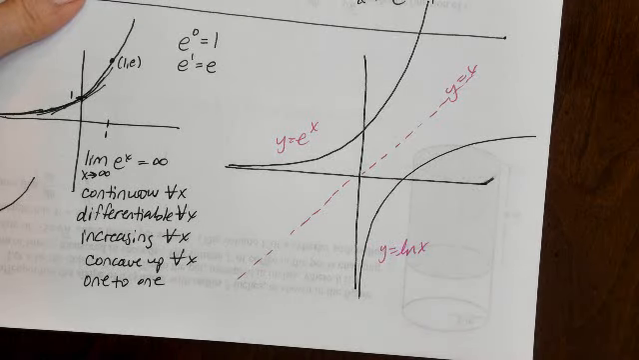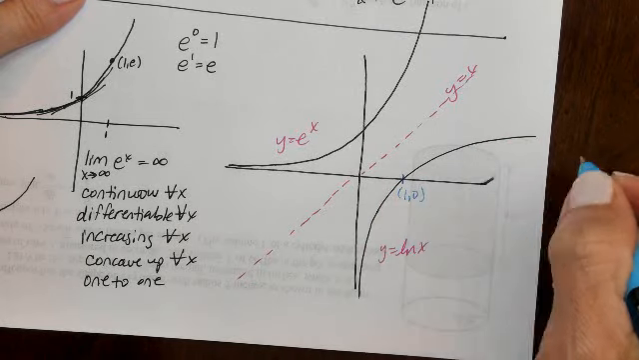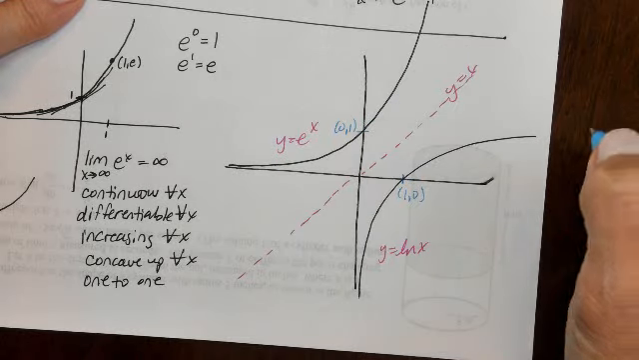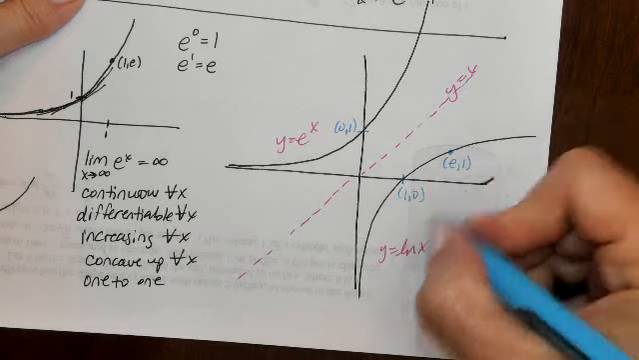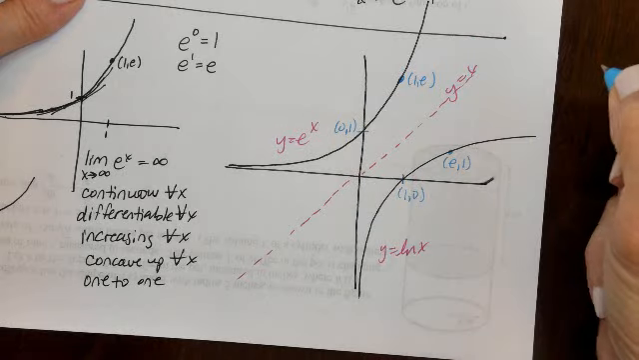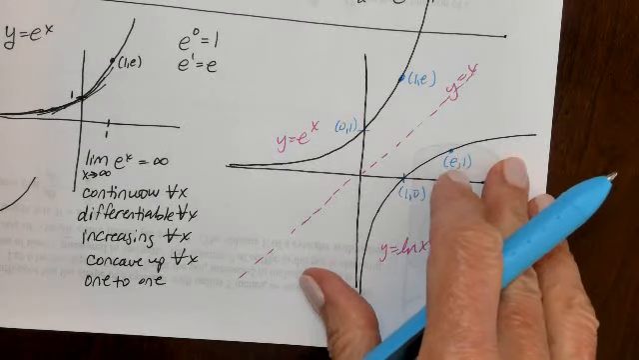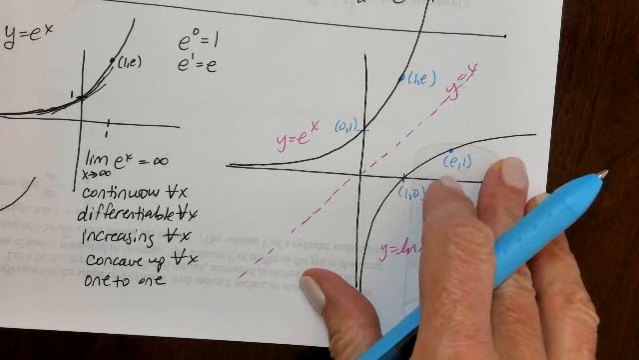That means they have corresponding points. The point (1, 0) is on ln x, so the point (0, 1) has to be on e to the x. The point (e, 1) is on ln x, so the point (1, e) is on e to the x. They're corresponding points, okay? So they're inverses of each other. All right, we'll be talking more about inverses in our next section.